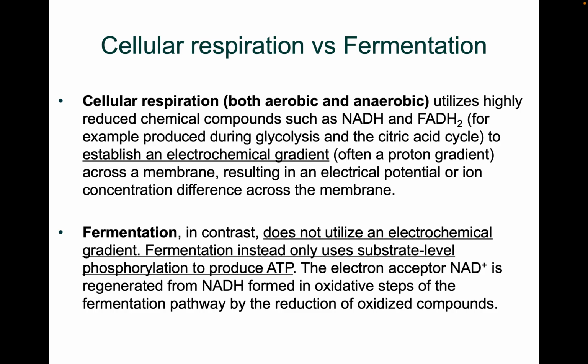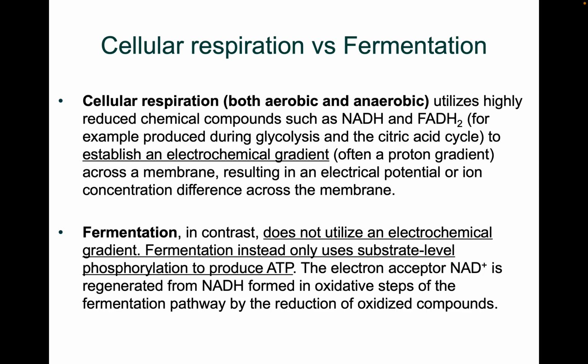When it comes to fermentation, fermentation does not use an electrochemical gradient. It does not go through the citric acid cycle and the electron transport system to power ATP synthase. Fermentation only creates energy through substrate level phosphorylation. This is through glycolysis, and then donating the electrons from NADH to an organic molecule. So in fermentation, the final electron acceptor is an organic molecule. And because you do not create a proton gradient, you do not have oxidative phosphorylation. So you do not create ATP from ATP synthase.